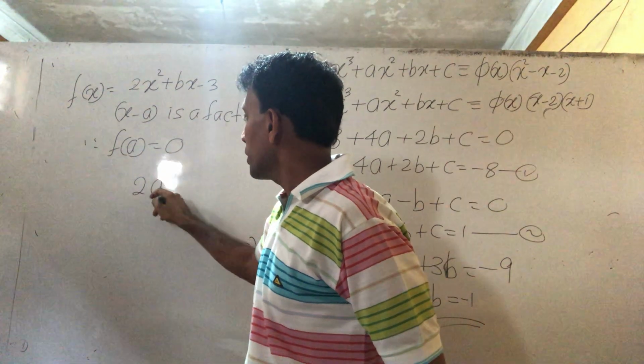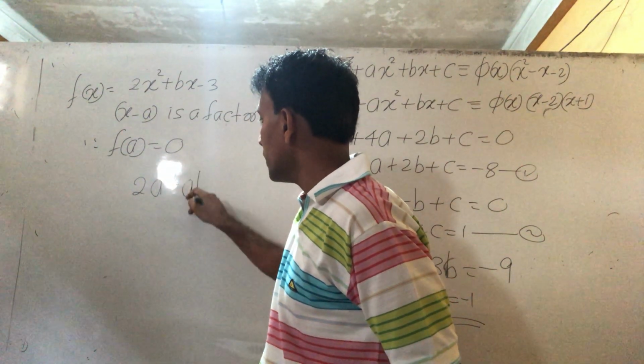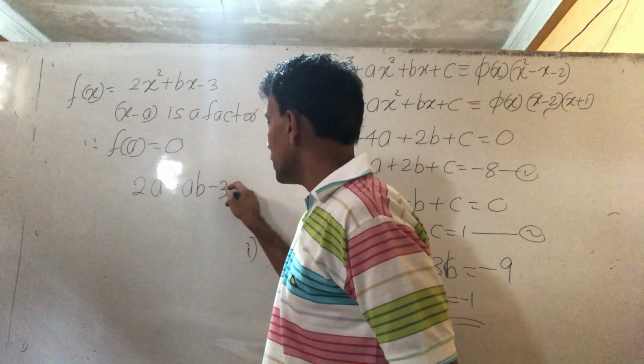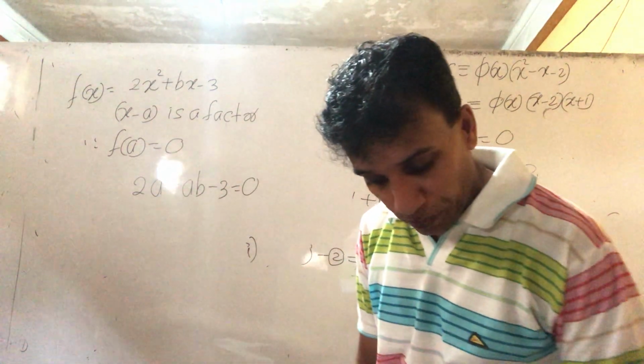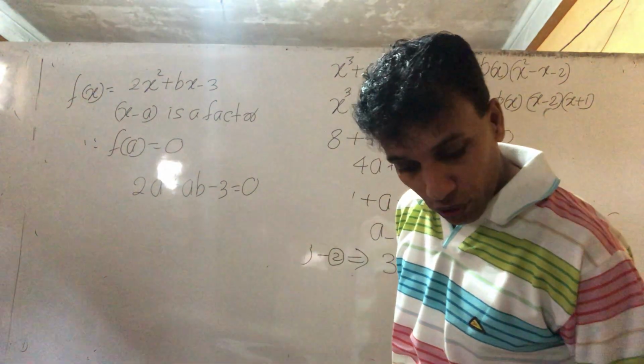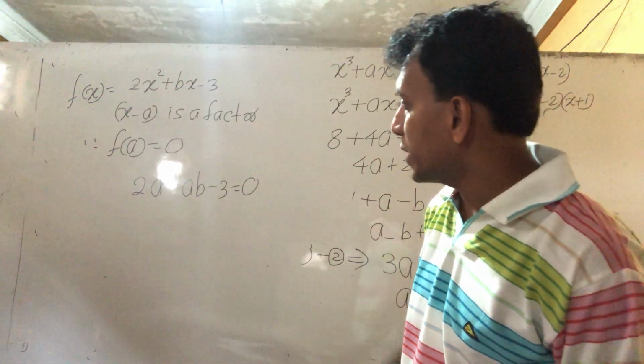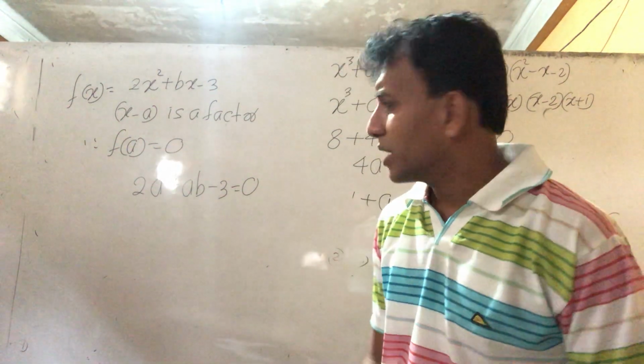2a squared plus x for a, then ab minus 3 equal to 0. So they said a not equal to 0, right? A not equal to 0. So put x for a, ab. So this is the answer in this case.